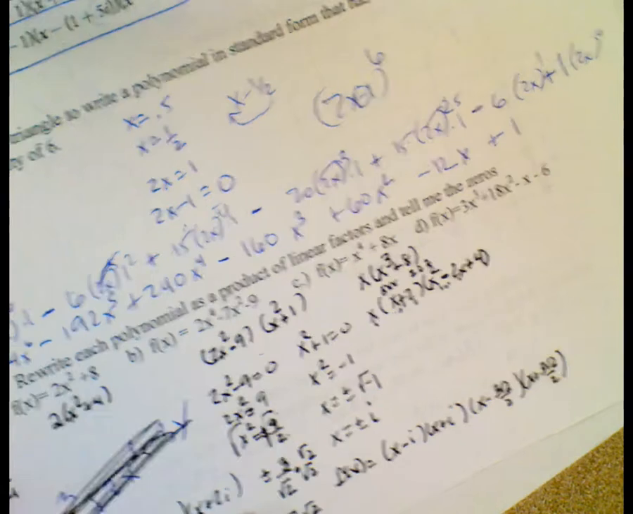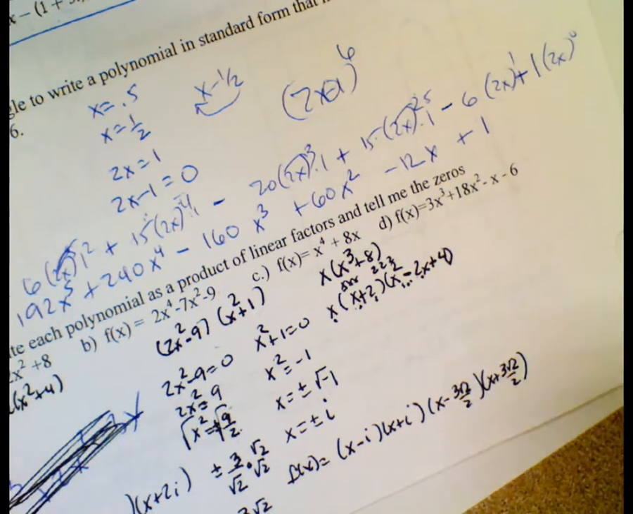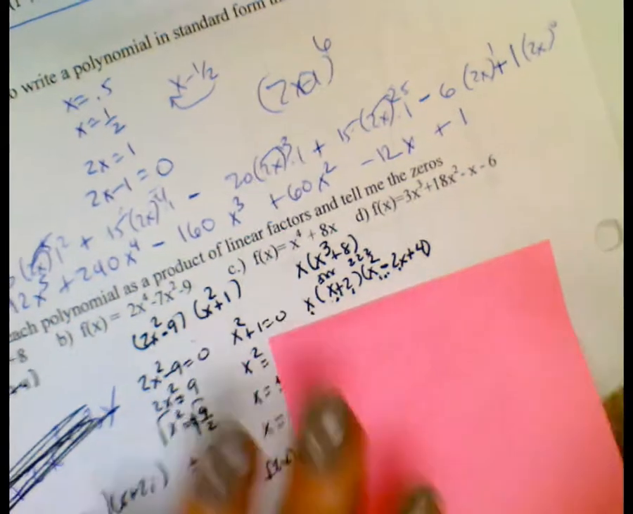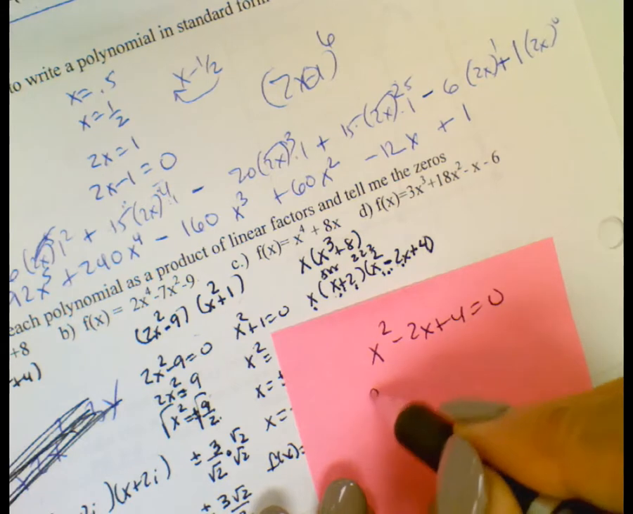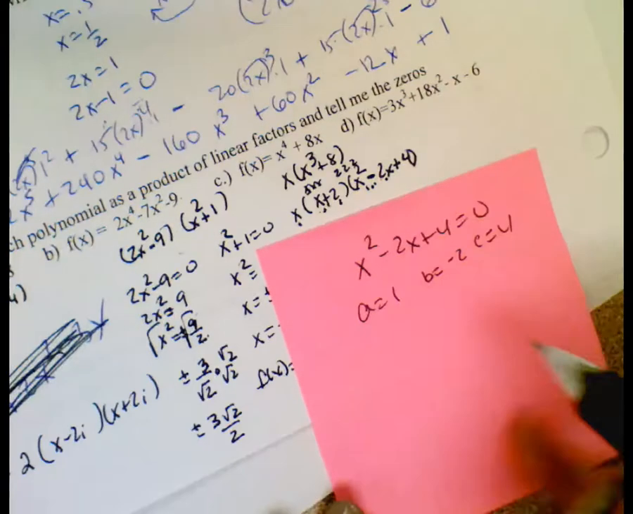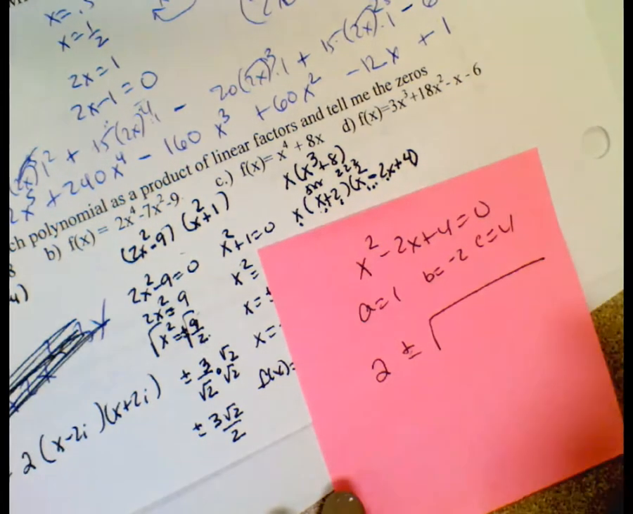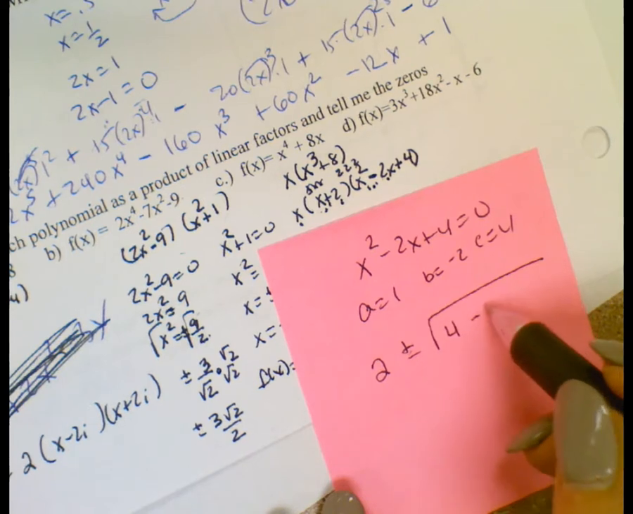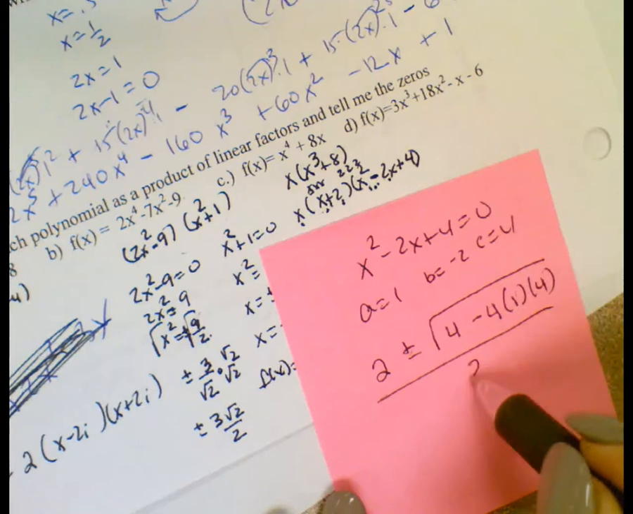So we would have to do the quadratic formula for this. I need more room, so I'm going to go to some pink paper here and do the quadratic formula. So x squared minus 2x plus 4. A is 1, B is negative 2, and C is 4. So the quadratic formula would be the opposite of B, 2, plus or minus the square root of B squared, which is 4, minus 4 times A times C, over 2 times A.